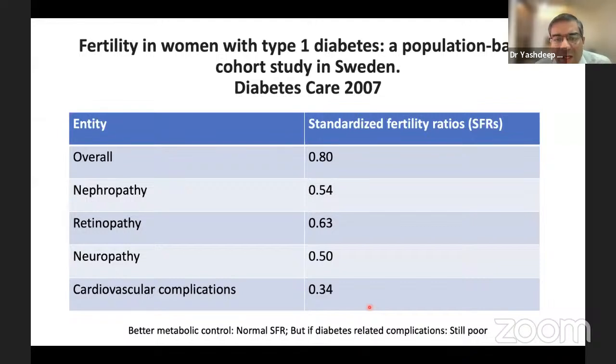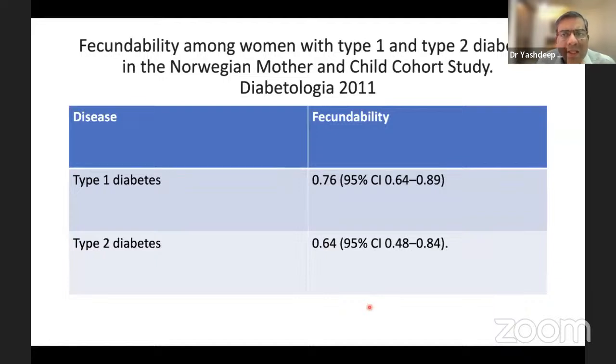So obviously there is a marked impact on fertility rates in type 1 diabetes during the phase when they plan pregnancy. Then this is a study which suggests the possibility of conception in a particular menstrual cycle. So the odds of conception within a particular menstrual cycle is what has been defined as fecundability. It's like a 24% decrease in rates of conception compared to the normal population in type 1 diabetes. So again there is an impact on conceiving a child.